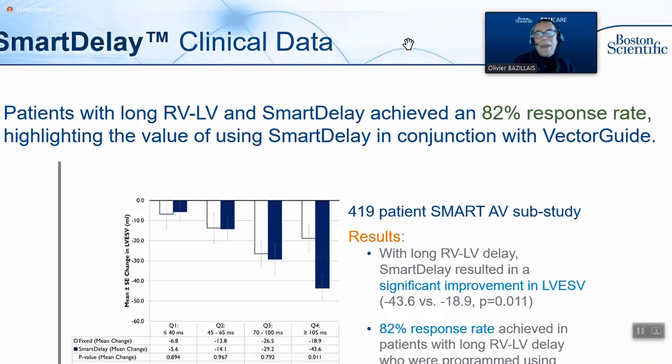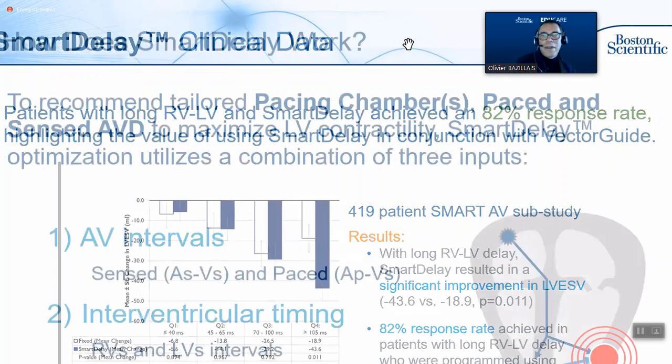So I'm going back rapidly, but it was already discussed on the clinical results. Definitely we know that the response rate is the best when you use the vectors with the longest RV to LV delay. And you see here up to 82% of response rate if you select the appropriate vector. Such data are coming from the SMART AV sub-study. So definitely it's very efficient.